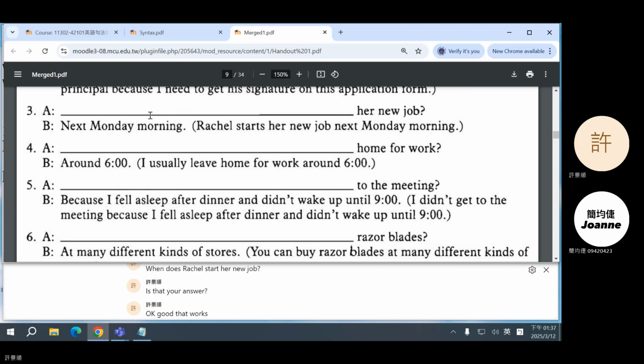That works. Now, it says next Monday morning, which is the future. So you can say, when will Rachel start her new job? But you can also say, when does Rachel start her new job? Because in English, you can use the present to talk about the future if it's talking about like a plan. The plan is for Rachel to start her new job next Monday morning, so you can ask the question in present tense also. Good.